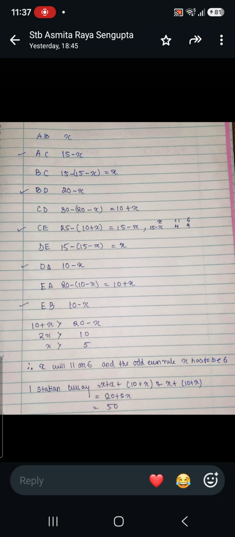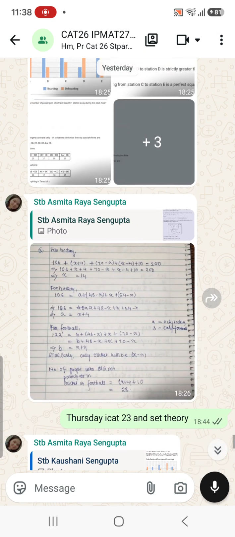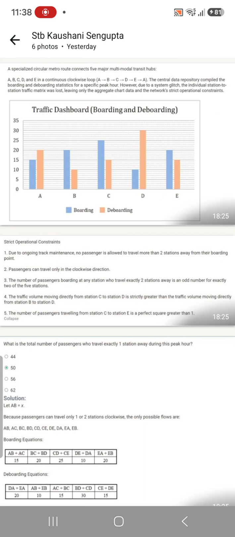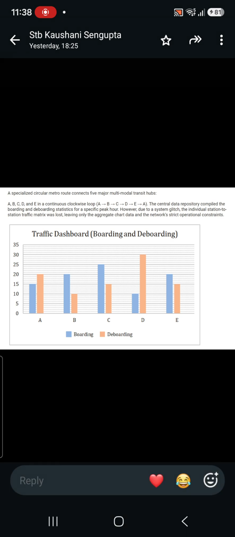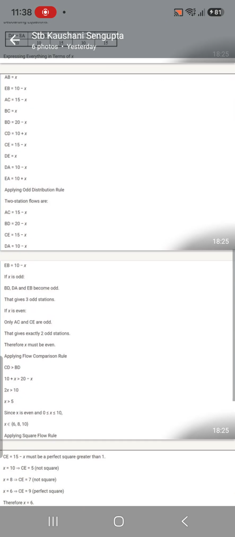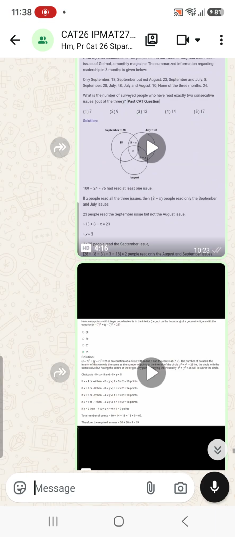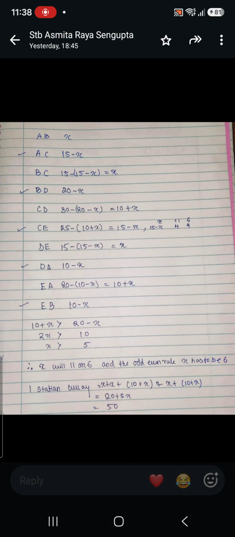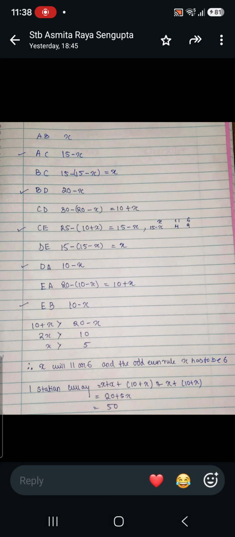So from C to D will be how many? From B to D is 20 minus X. Now look at D. The number of people deboarding at D is 30. Out of those 30, from B to D we got how many? From B to D we got 20 minus X. So out of the 30, the remaining from C to D is 30 minus (20 minus X), that is 10 plus X. Like that we get all the values of passengers in terms of x.